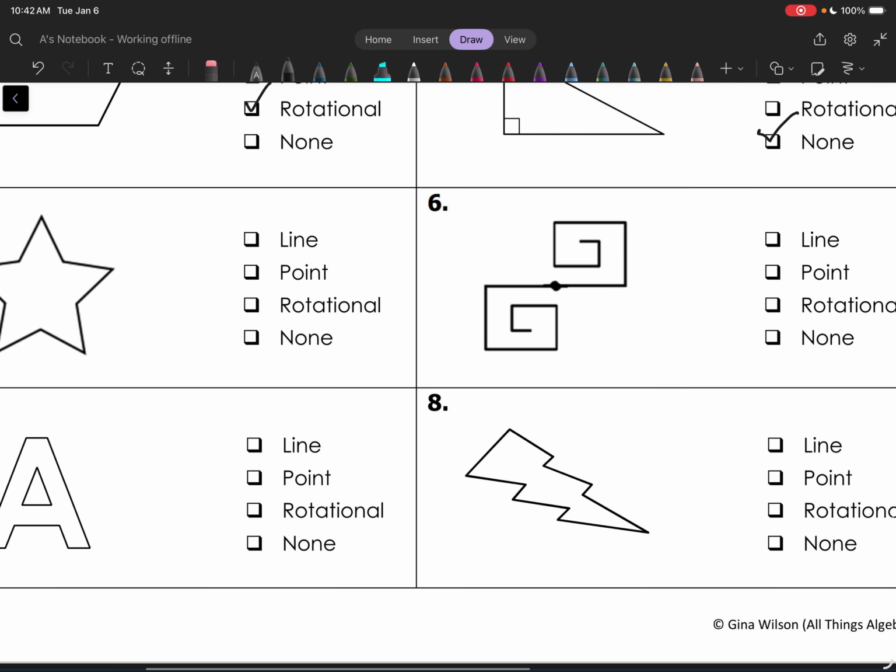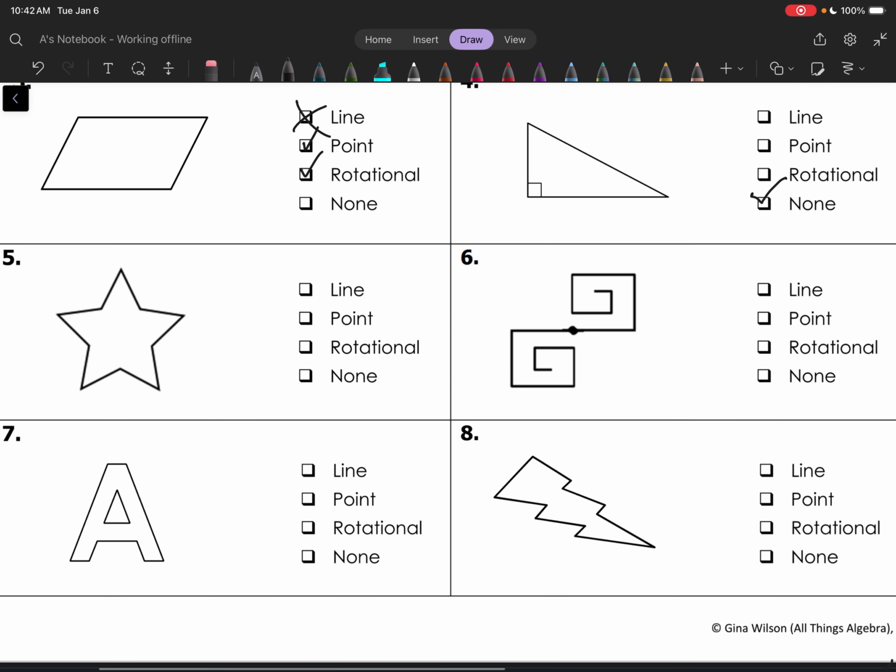Now, take a minute and try that second half on that page. So 5 through 8. All right, for number 5, I have line and rotational. For number 6, I have point and rotational. For the A, I have line only. And for the lightning bolt, I have nothing.